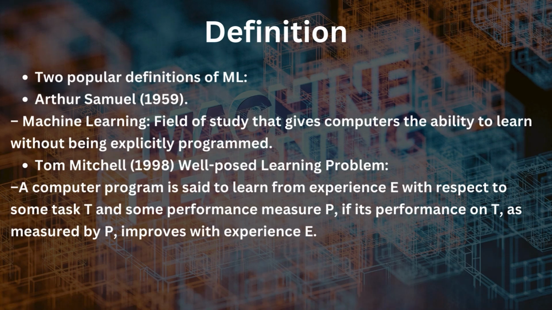Another scientist, Tom Mitchell, in 1998, posed the learning problem as: a computer program is said to learn from experience E with respect to some given task T and some performance measure P, if its performance on the task T, as measured by P, improves with the experience E. This is exactly like the way we humans learn.